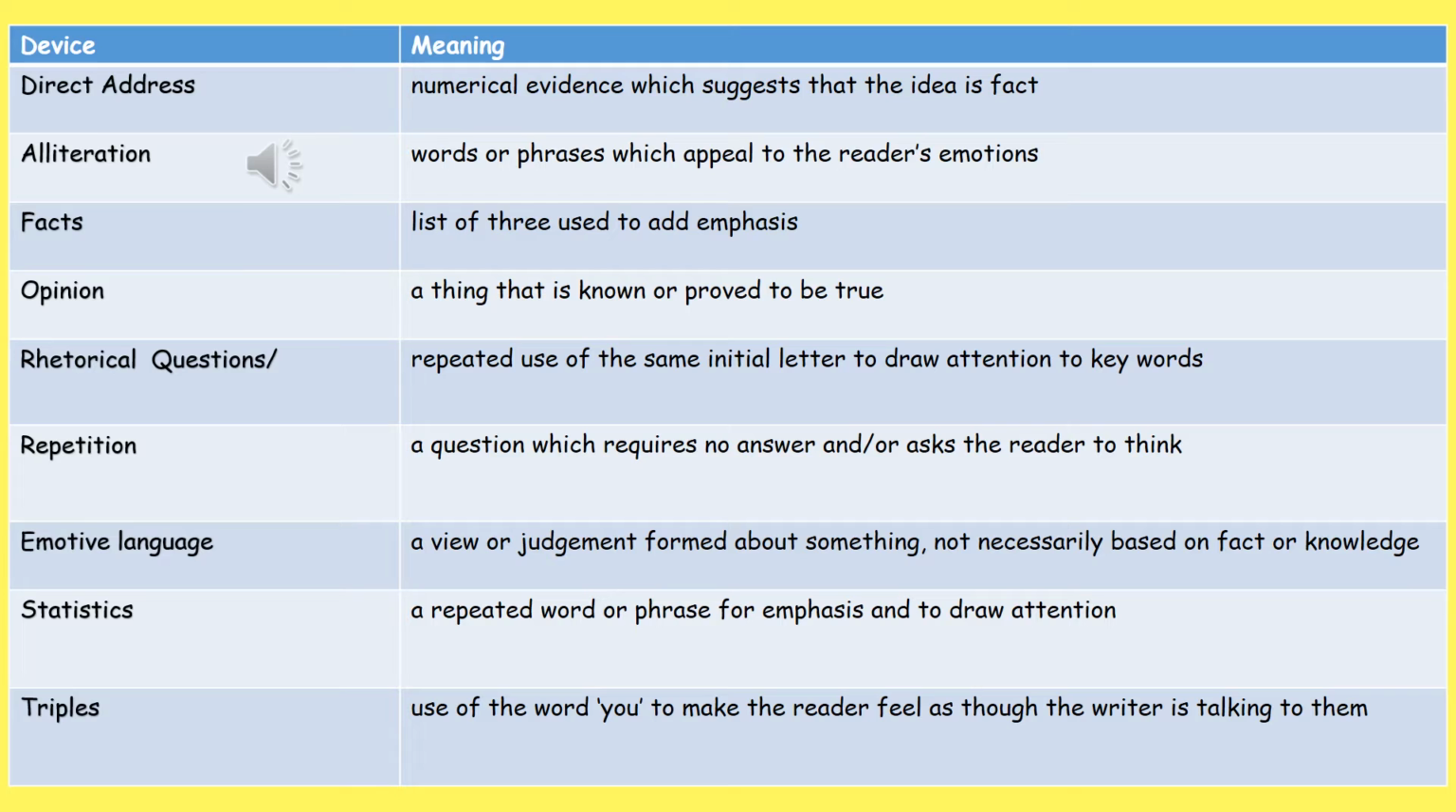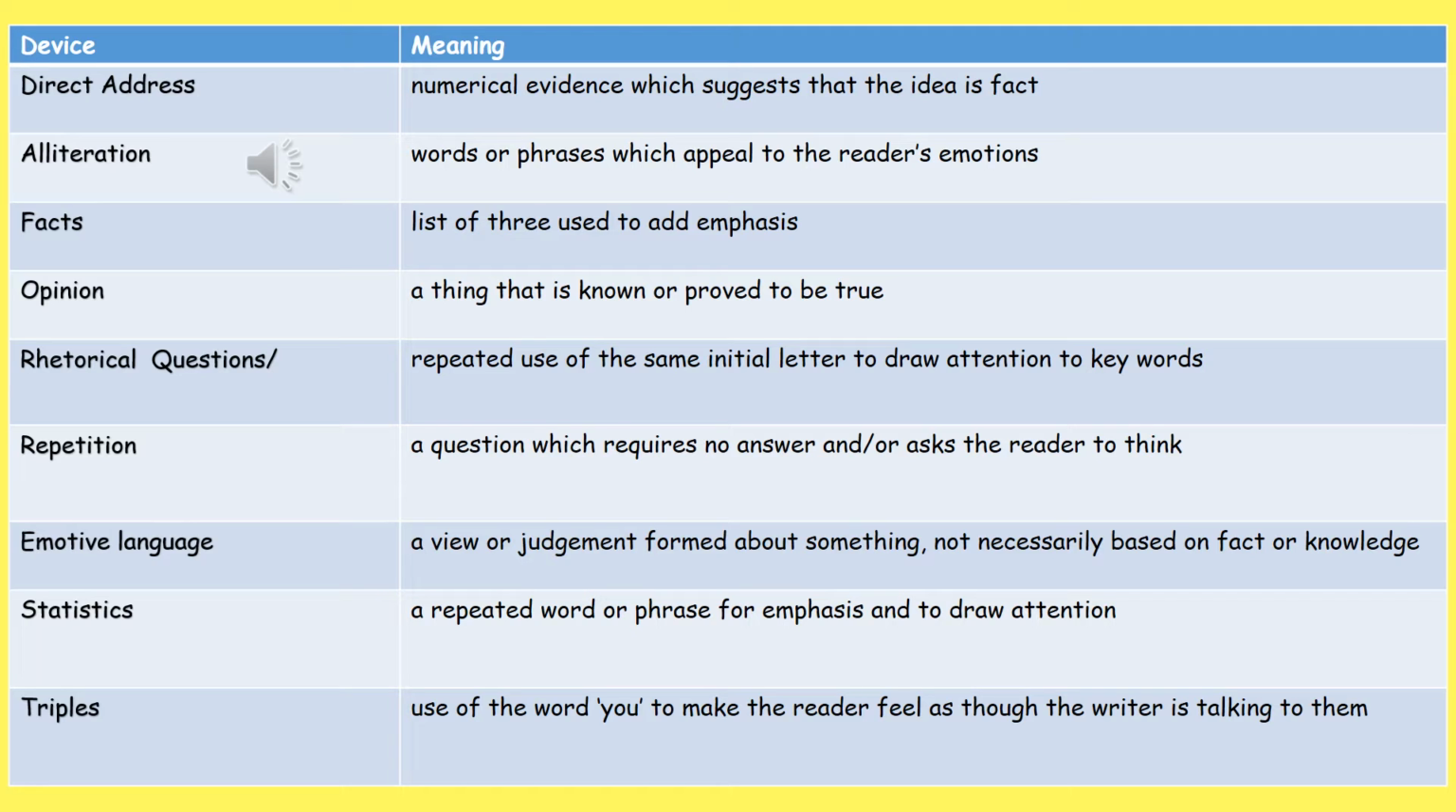So we've got at the top numerical evidence, which is to do with numbers, which suggests that an idea is a fact. We've got words or phrases which appeal to the reader's emotions. So hint, hint, think of the word emotive, emotions. A list of three used to add emphasis. A thing that is known or proved to be true, so something that is true. A repeated use of the same initial letter to draw attention to key words.